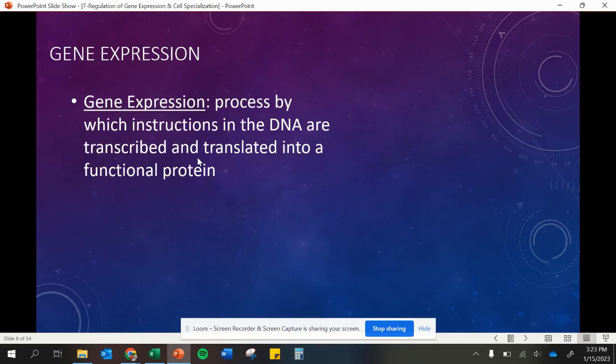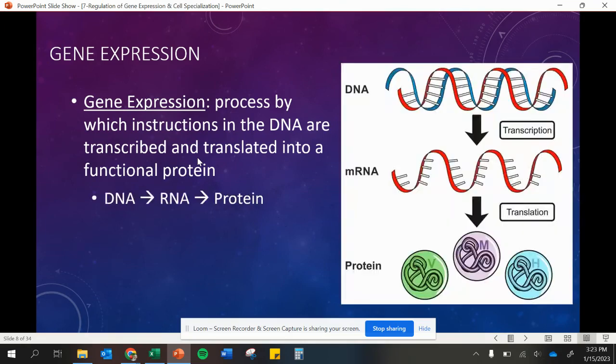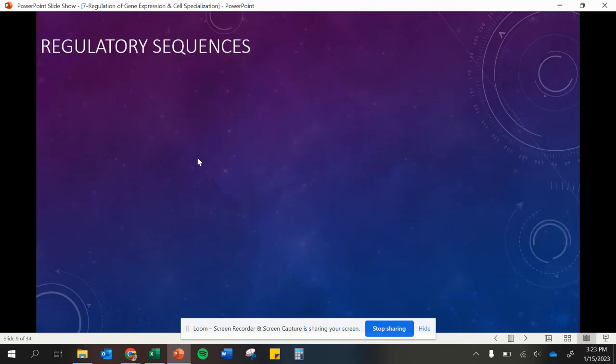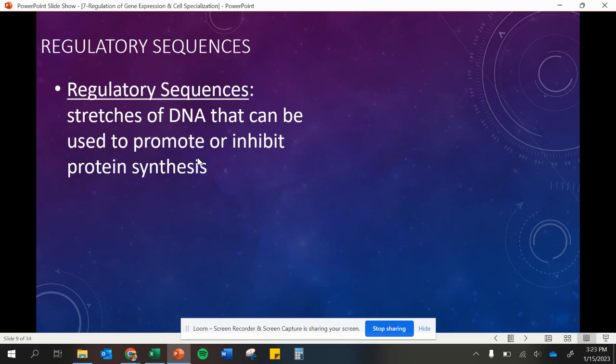Okay, so again, gene expression, this is where we're using that information from the DNA to transcribe and translate it into a functional protein. That's DNA to RNA to protein. So different types of chemical reactions are going to regulate gene expression. One way we can do this is by using regulatory sequences. These are stretches of DNA that are used to promote or inhibit protein synthesis.